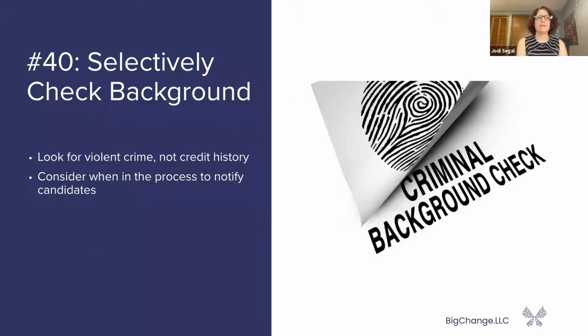Number 40, selectively check backgrounds. Background checks screen out potentially dangerous employees and can protect organizations and people. However, a criminal record alone should not be a barrier to employment. Determine what type of history matters to you. How old of a conviction is relevant? What types of convictions matter?